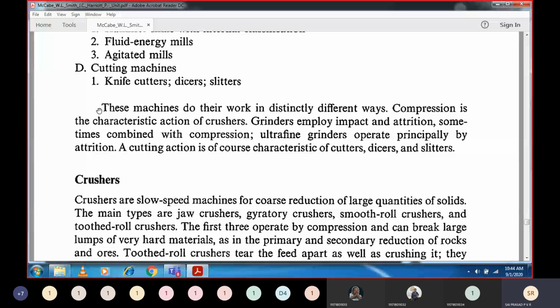We will see it in the theory part. And then the next one is cutting action, of course, characteristics of cutters, dicers, and splitters. So these are the ways how the machines are working. So let us see one by one in detail.